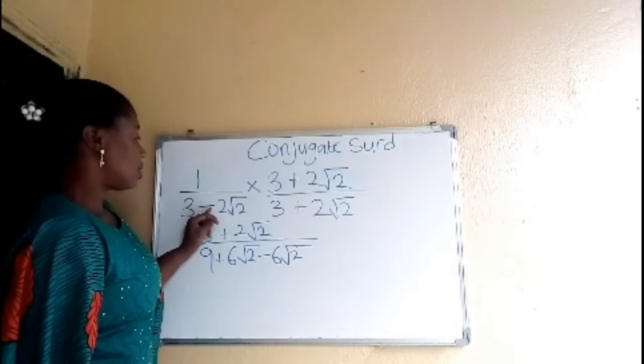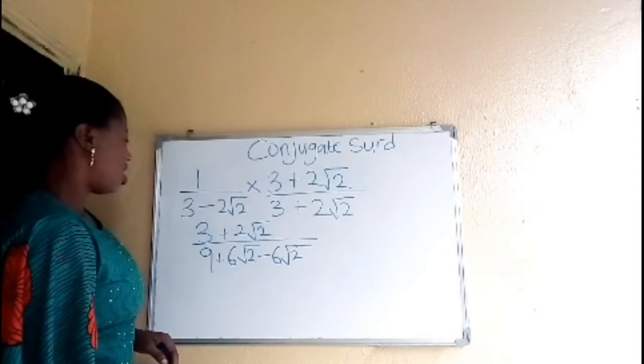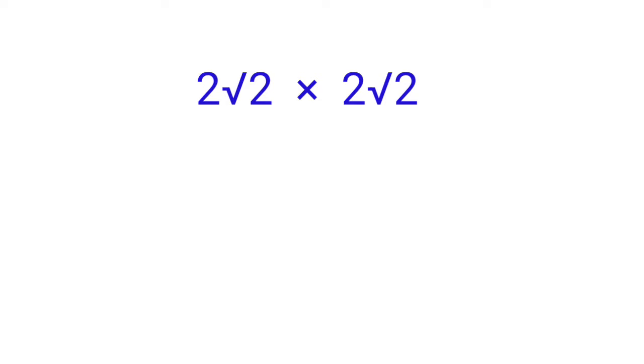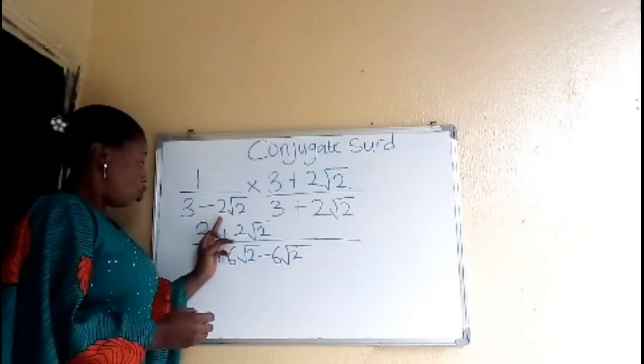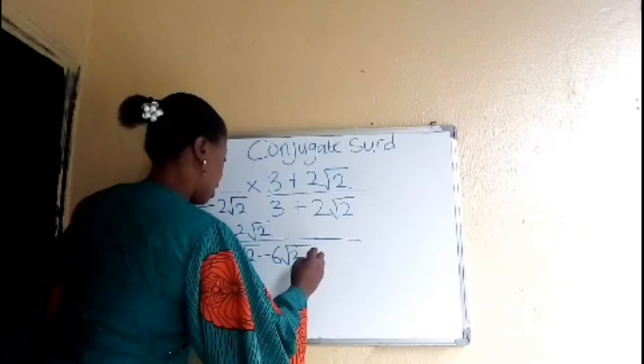And minus 2 root 2 times minus 2 root 2 will be 2 times 2. That's 4. And then you multiply root 2 times root 2. That will be 2. 4 times 2 is 8. So 2 root 2 times 2 root 2, the answer is minus 8.